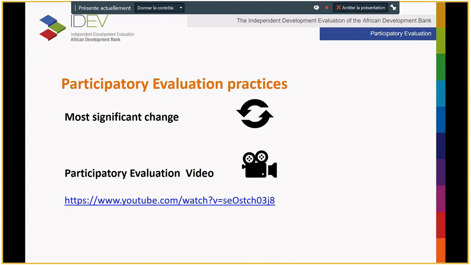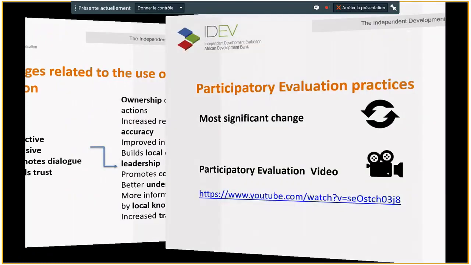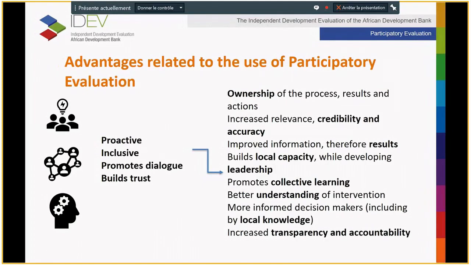Now, participatory evaluation is believed to have many advantages. It is proactive, inclusive, and it's a technique that promotes dialogue and builds trust. Many advantages are recognized, such as creating ownership of the evaluation process, the results, and action. Involving different groups of people in the evaluation also contributes to increasing the credibility and the relevance of the process and findings.